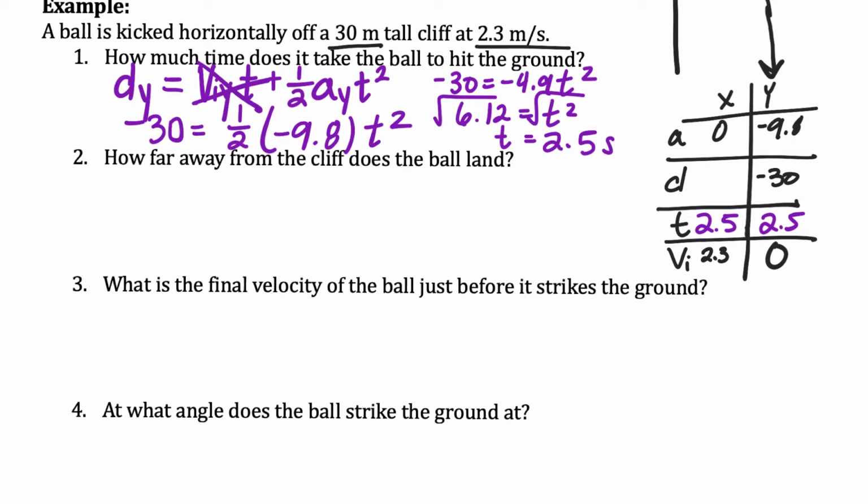All right, let's move on to question 2 here. Question 2 asks us to find how far away from the cliff we're going to land. So how far away? This is the edge of the cliff. This is where the ball lands. We want to know this. We want to know horizontal distance.